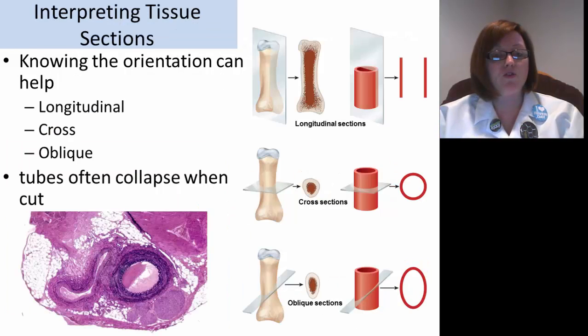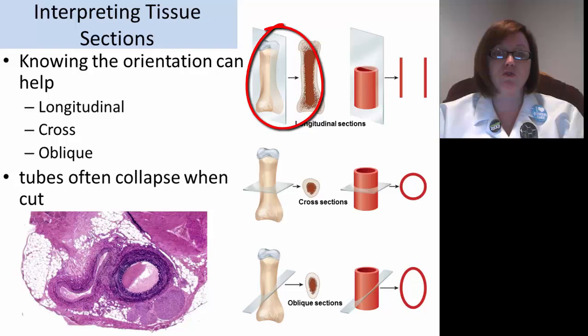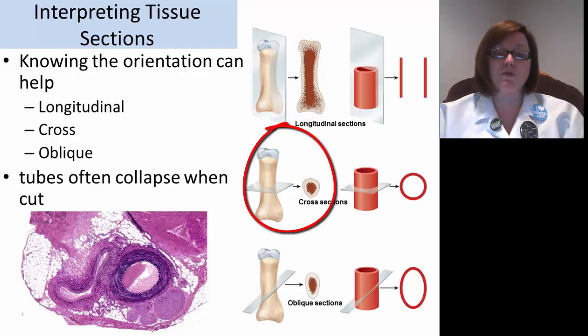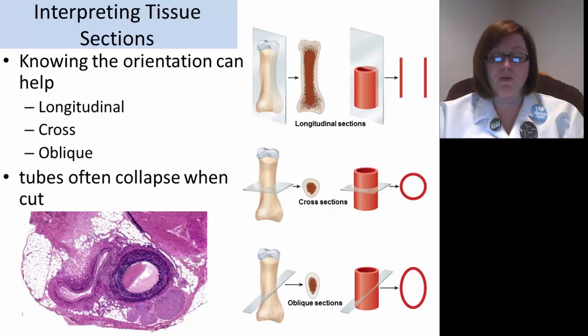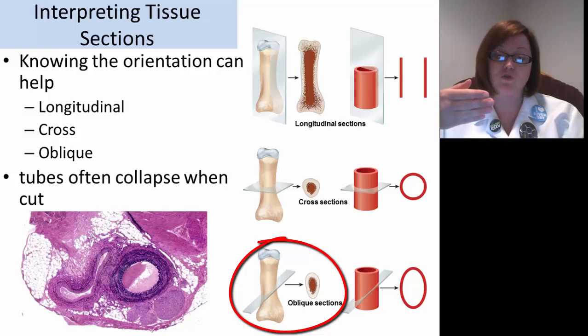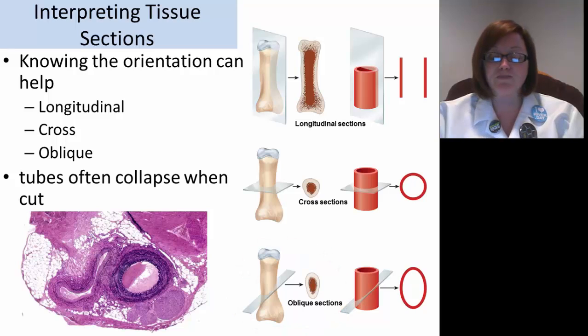Knowing the orientation that a cut was made of an organ can often be very helpful for understanding what you're looking at on a microscope slide. For instance, if you take a look at the bones over here, right? One bone was cut lengthwise, we call that a longitudinal section. One bone was cut horizontally, what we call a cross section, and then the last bone was cut at an angle that was not longitudinal and was not horizontal, and we call those oblique sections.